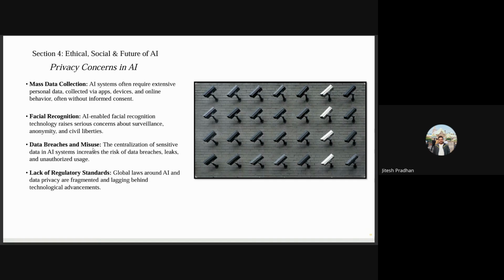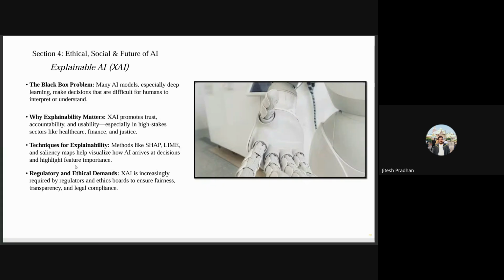Then data breaches and misuse. We have seen so many data breaches. Facebook has leaked data. There are so many data breaches. Then, lack of regulatory standards. How AI will be regulated, how data privacy will be handled. Right now, there is no gold standard for it. That is a concern. Due to that, explainable AI is coming, that is XAI.